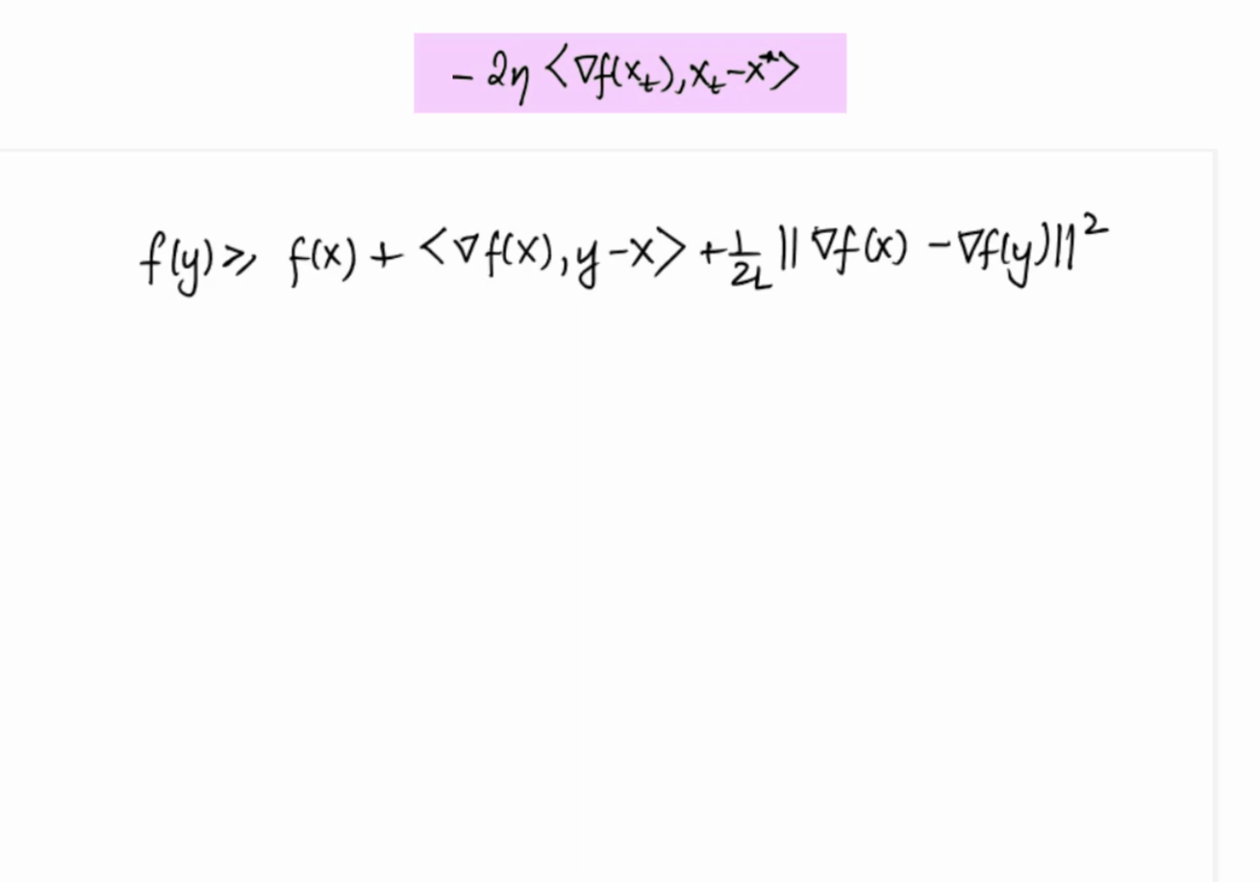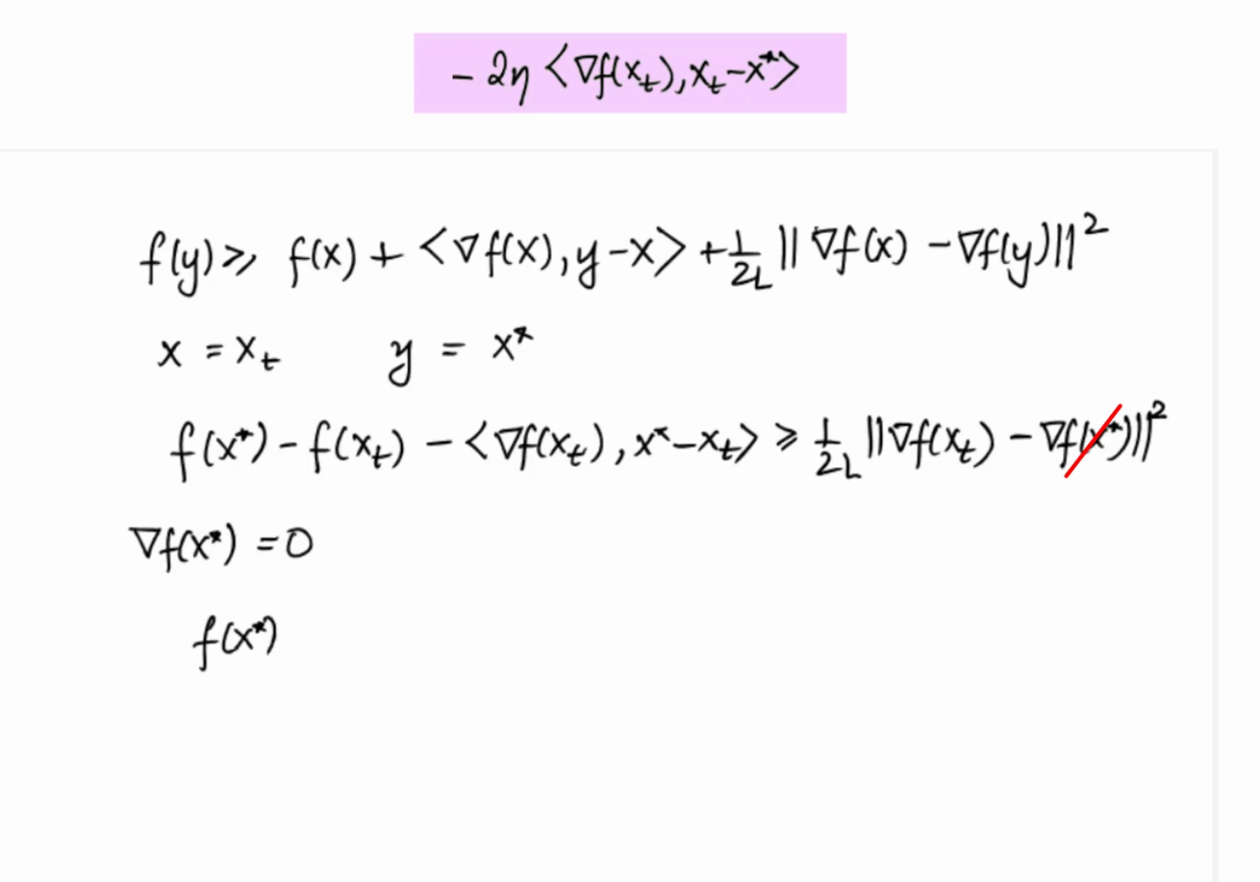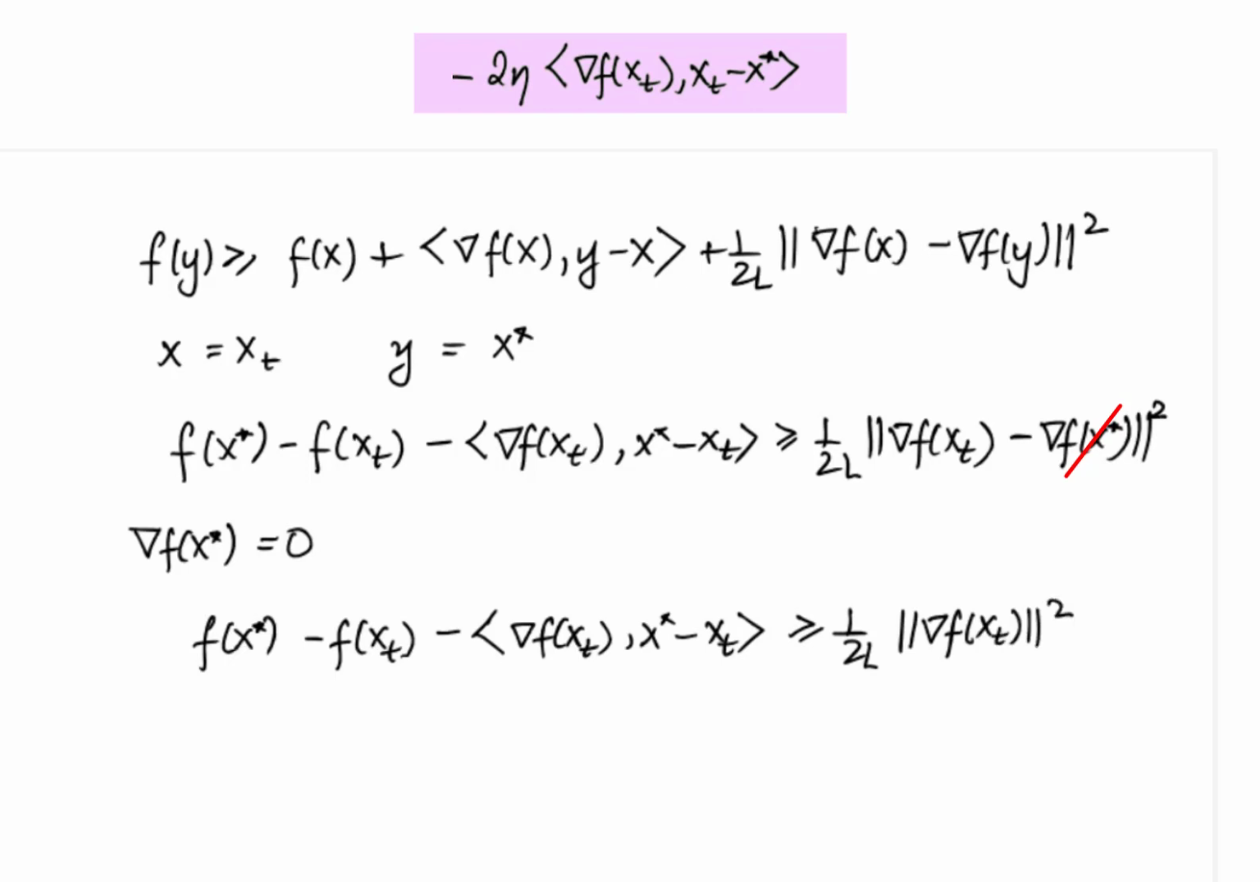We will use it with x equal to xt and y equal to x star to obtain f of x star minus f of xt minus inner product gradient f of xt comma x star minus xt greater than or equal to 1 over 2L norm square of gradient f of xt minus gradient f of x star. Recall the optimality condition that says that gradient f of x star is equal to 0. So we can use that here in order to get f of x star minus f of xt minus inner product gradient f of xt comma x star minus xt greater than or equal to 1 over 2L norm square of gradient f of xt.